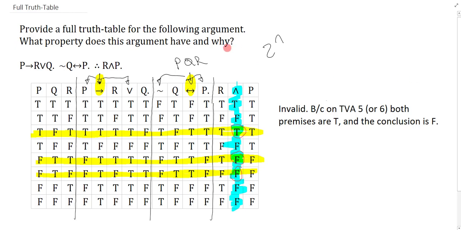So that's how you would do a full truth table like this. Just be careful when you analyze the property. You have to know what property you're looking for. So for arguments, the only properties are validity and invalidity. And then you just need to focus on the main connective columns, and that will generate your solution.